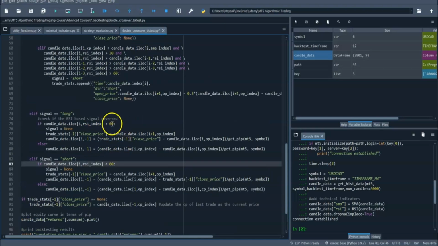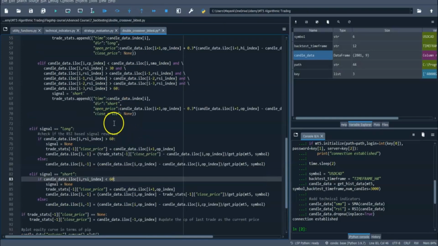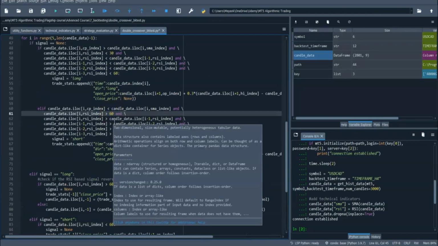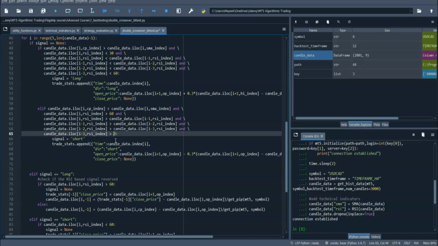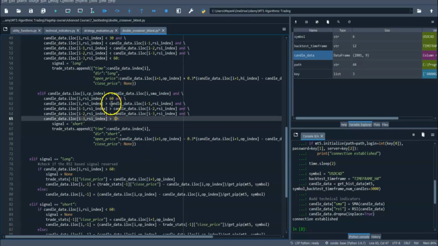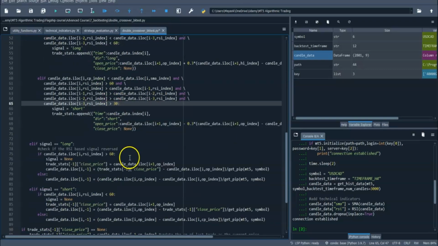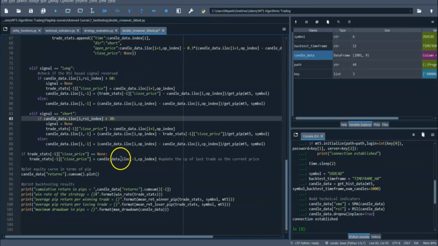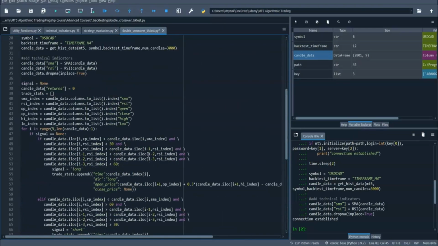Alright, so for long, we exit if the RSI goes from below 30 to above 60. For short, we exit when the RSI goes from above, okay, I have screwed up, sorry. This should be 60 and this should be 30. So for short, we want to make sure that the RSI goes from above 60 to below 30, okay? Let's make sure that our logic is consistent. Nothing else needs to change here. So I think this should be it. This should be the code.